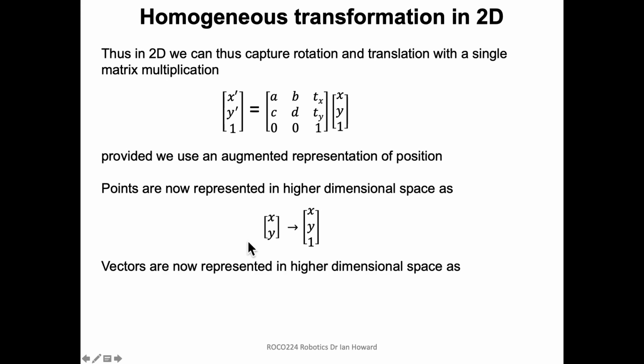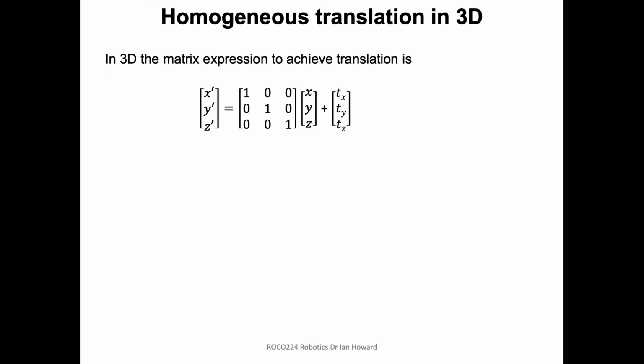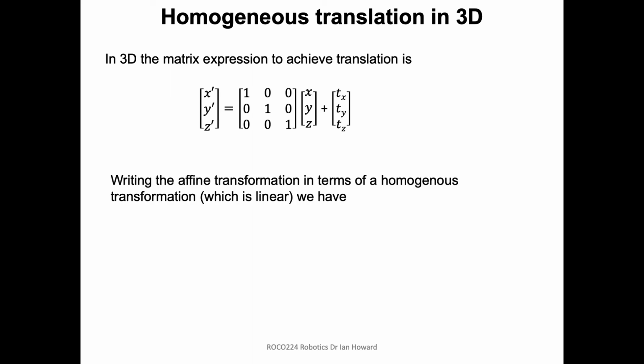So points are now represented, like I said, in this high dimensional space. xy goes to xy1. In fact, vectors would be represented by xy0. We don't have to worry about that though. So in the 3-dimensional case, let's do the 3-dimensional case because that's the one we're really interested in. And if you've done 3 dimensions, that's enough, right? We don't have to ever go into 4. We're not moving at the speed of light.